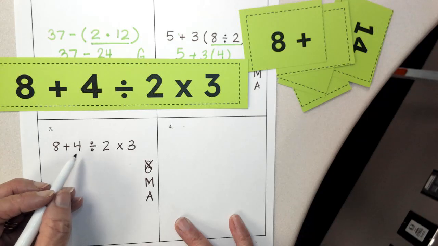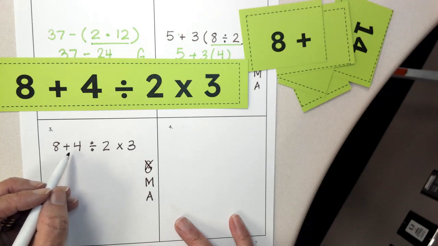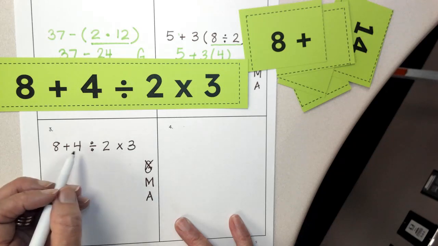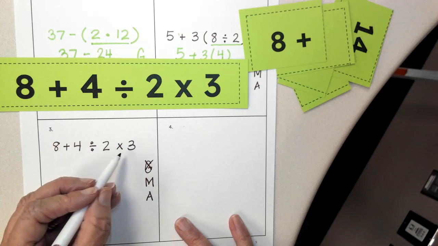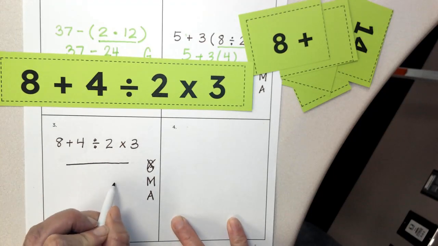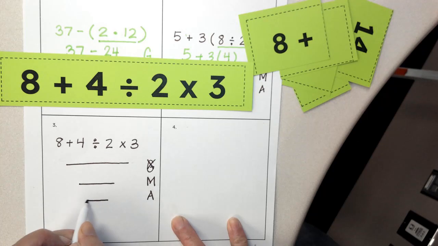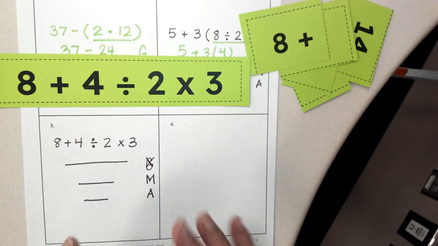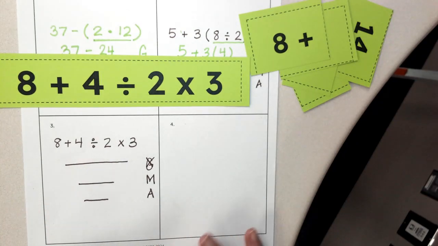The next thing that I'm going to be looking for is the symbols. I see an addition symbol, a division symbol, and a multiplicative symbol. And since I do see 3 symbols, I'm going to draw 3 lines for solving, because that is something we're going to want to pay attention to, because it will help us solve it in the proper order.